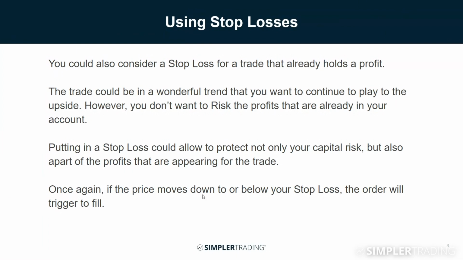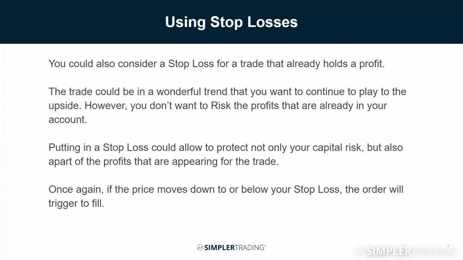So once again, if the price moves down to or below my stop loss, that's when the order would trigger to fill. So it shouldn't trigger before, right? If it's at $7, it shouldn't trigger for 4 and fill there. But if it moved down and the price moved against me, then I could consider taking that off the table. So that is basically a stop loss.